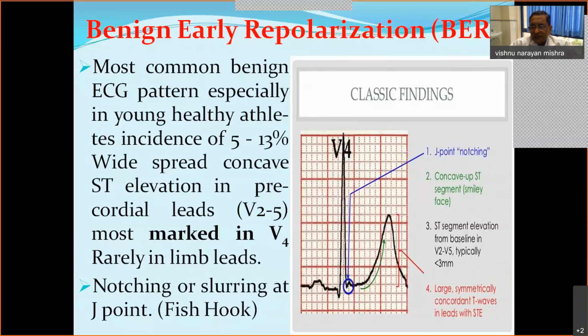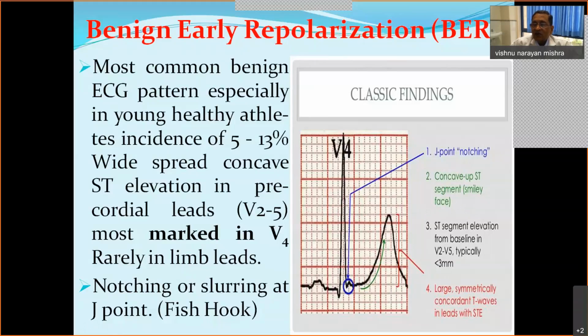So you see this blue arrow which is showing the J point notching. This is known as fish hook appearance. And here you are seeing the concave ST segment elevation of significant amplitude, but this is a concave ST elevation. This is known as smiley face. It's a smiley face ECG. ST segment elevation from baseline in V2 to V5 may typically be as high as 3 millimeters, but this is a concave ST elevation, and this is because of early repolarization.